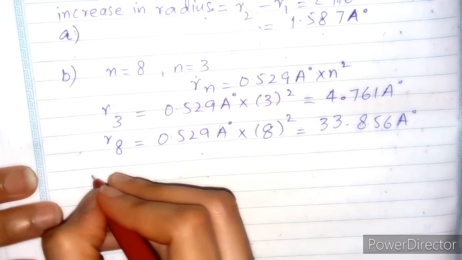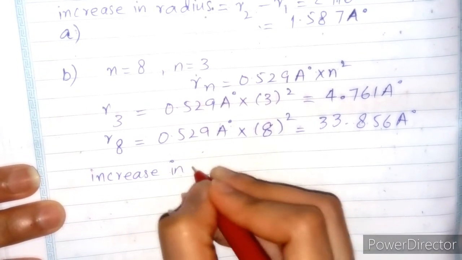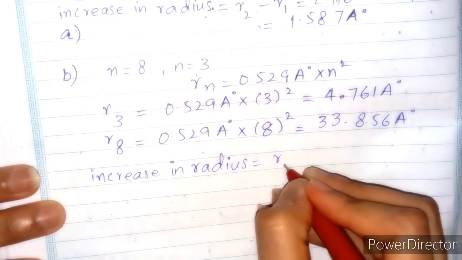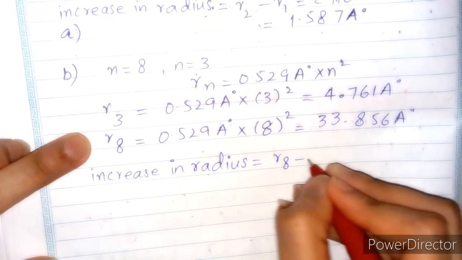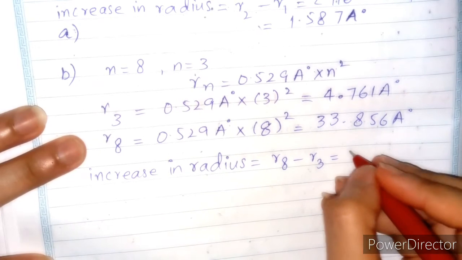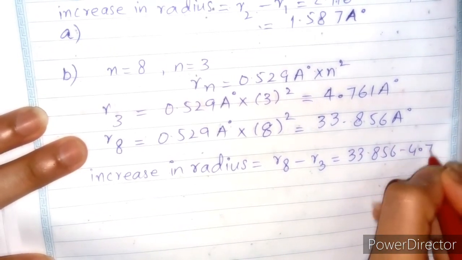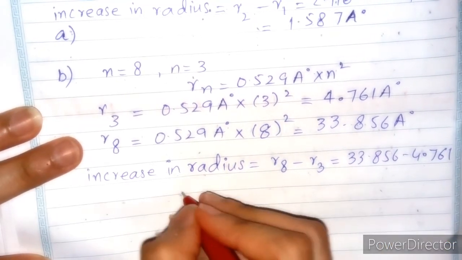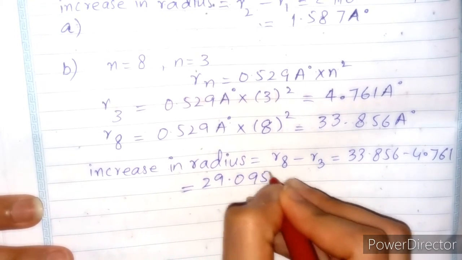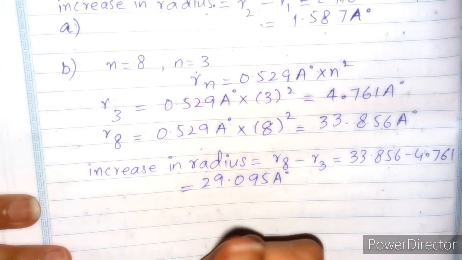We have to find the increase in radius, which is equal to the bigger value minus the smaller value. So 33.856 minus 4.761. So we get the answer 29.095 a naught. So this is the answer of radius.